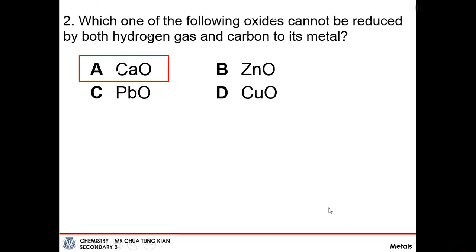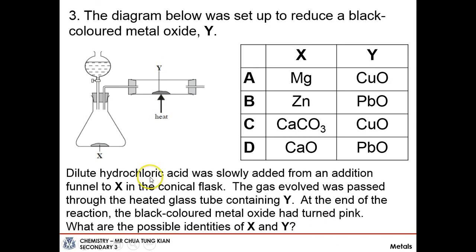Moving on to question 3. This is a very interesting question. You have the metal oxide here in this glass tube, and this metal oxide is undergoing a reaction with the gas that is produced by the reaction between X and dilute hydrochloric acid. So you have HCl with X, it produces a gas, which allows the black colored metal oxide to turn pink.